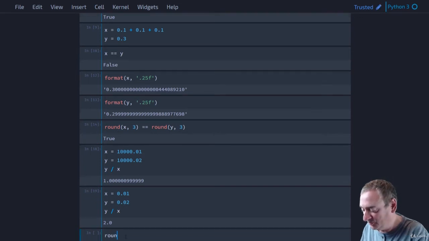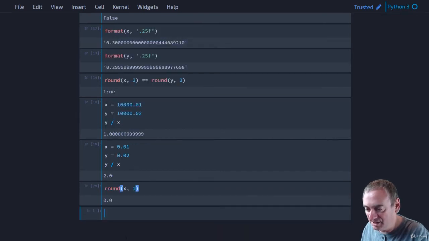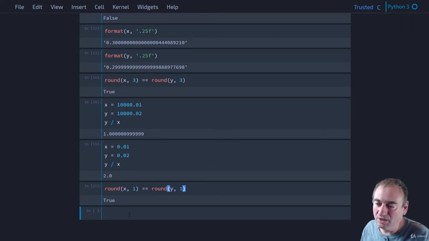Let's take a look at an example. Round x comma 1. Okay, what does that give us? That gives us 0.0. So if we do that and y comma 1, well, we get that they're true, right? They're close to each other. And in fact, we probably would say, no, they're not close to each other, relatively speaking.